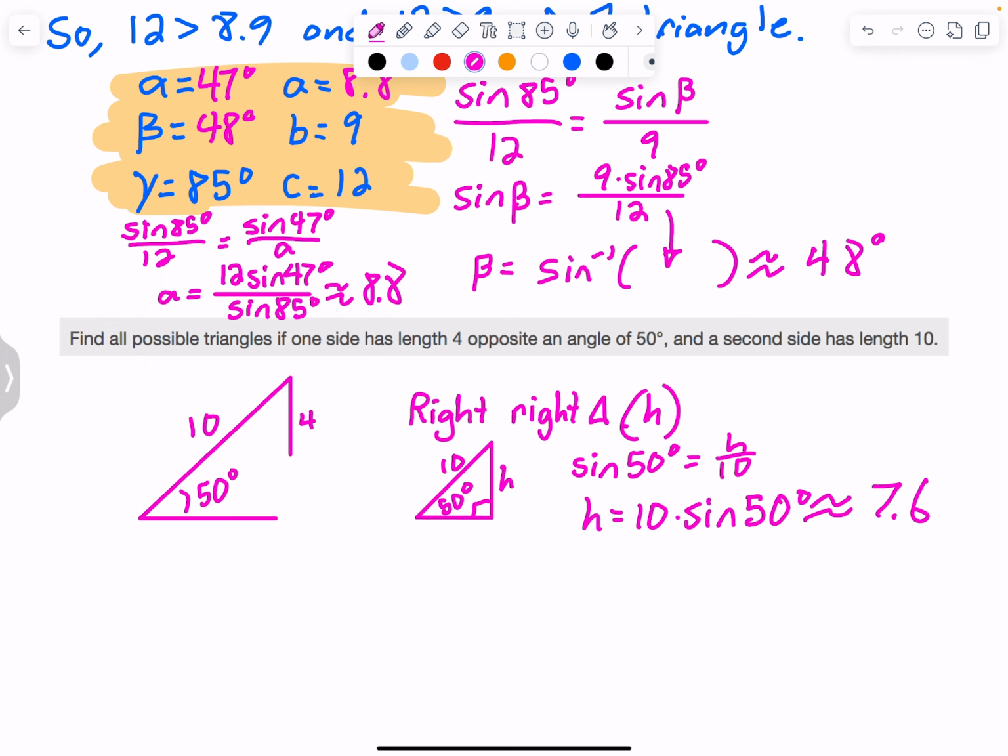All right, so I know that the height is 7.6. What we just found was this height from here to here is 7.6. So what this means is that 4 there is not even going to reach the ground to support the ramp. So I like these problems the best because we are done. No triangle. All right, so those are the cases.